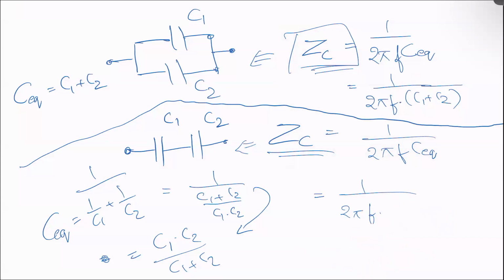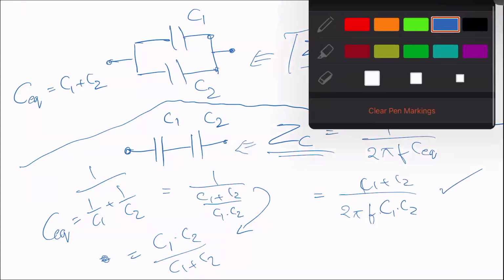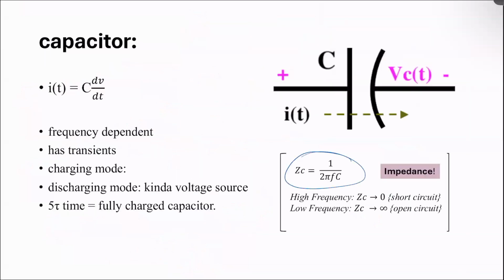Would the impedance be, guys? It would be (C1 plus C2) over 2 pi f C1 times C2. Yes, that is it. That is our impedance.